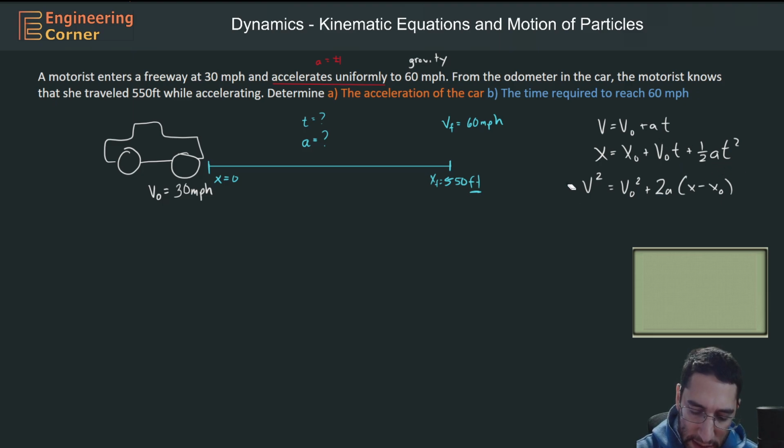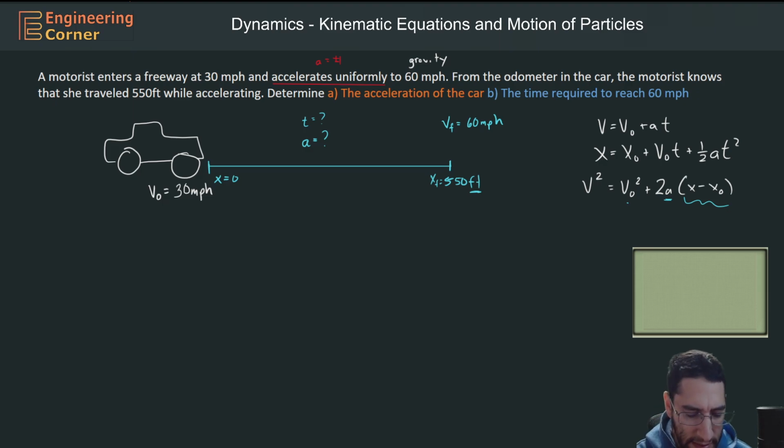So in this case, we know what our final velocity is. We know what our initial velocity is. We don't know what our acceleration is, so that's what we're going to be solving for. And we know our final and start location.